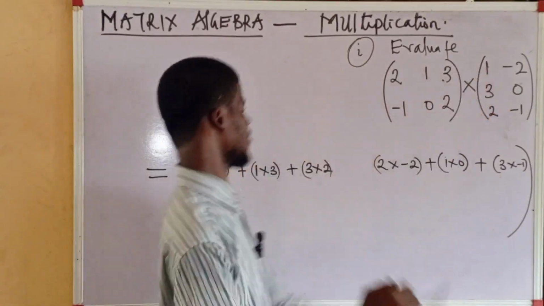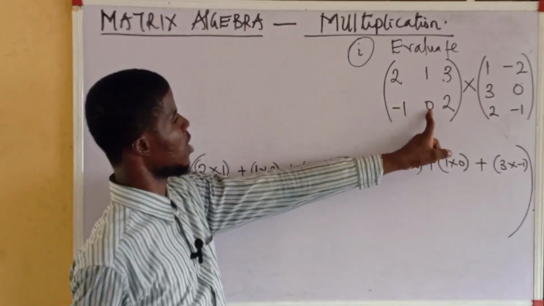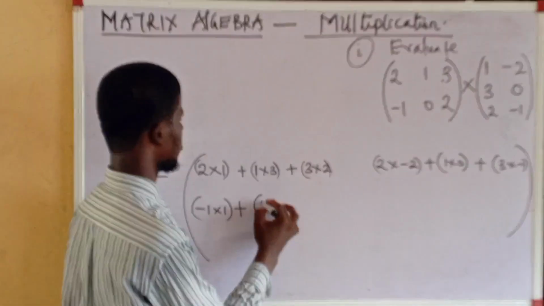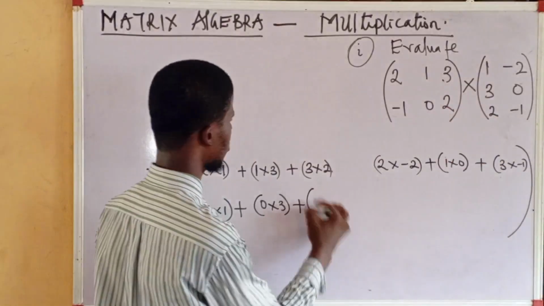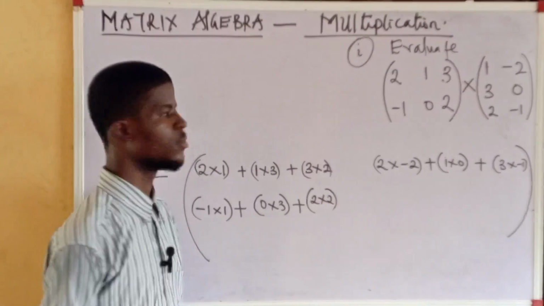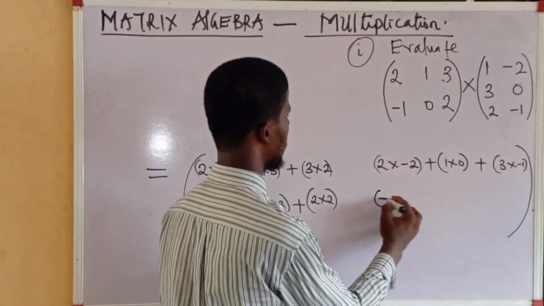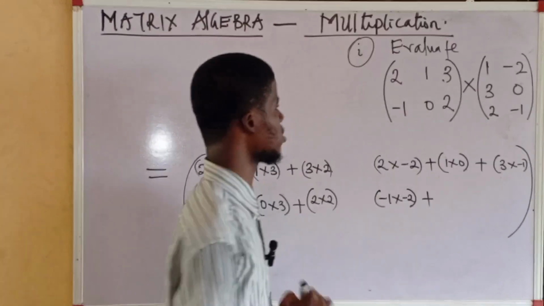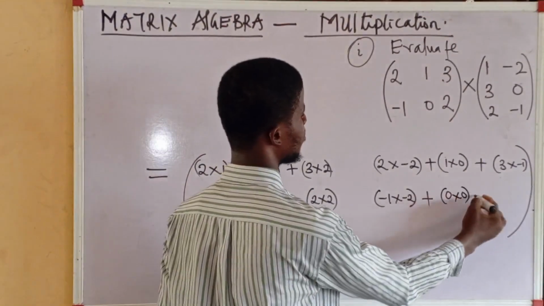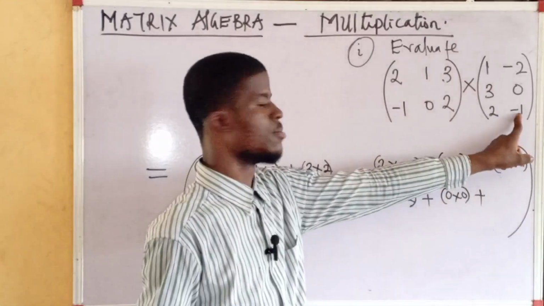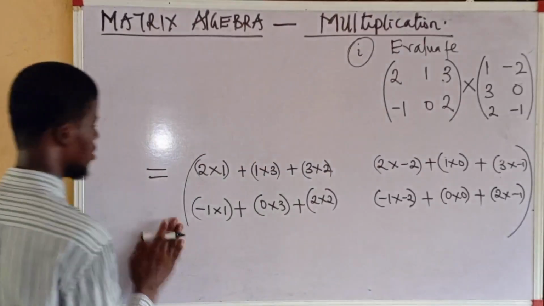Minus 1 times 1 plus 0 times 3 plus 2 times 2. Then I'll come here. Minus 1 again times minus 2 plus 0 times 0 plus 2 times minus 1. Let's see.